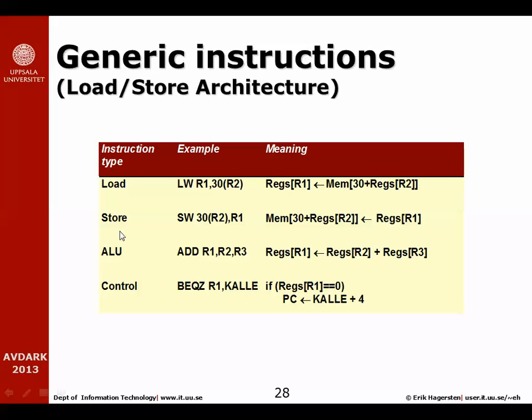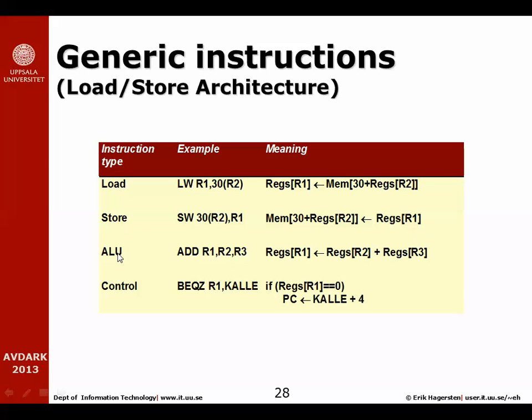Stores are the same but the other way. Store word: we're going to put the word into this memory location identified by the contents of R2 plus the constant 30, and it's the value stored in R1 that we're going to store in that location. So here is the meaning. Memory location identified by contents of register 2 plus the constant 30. That's where we're going to put the data, and the value we're going to put there comes from register 1.